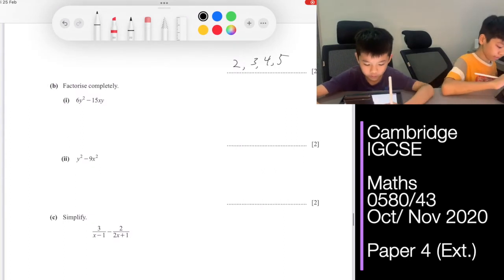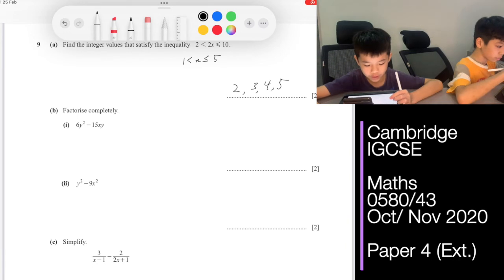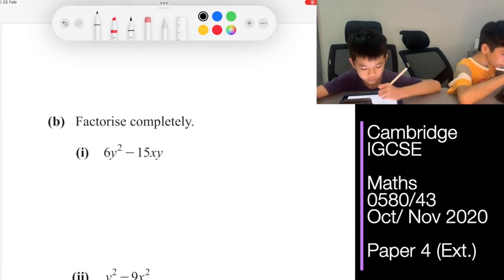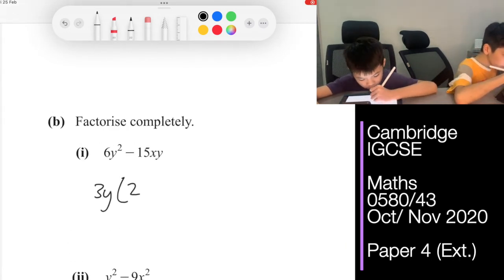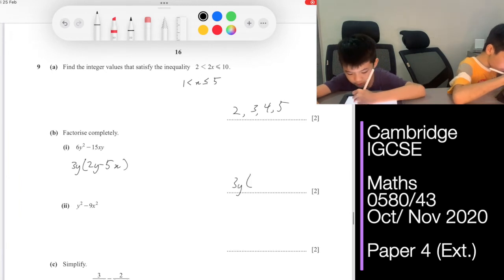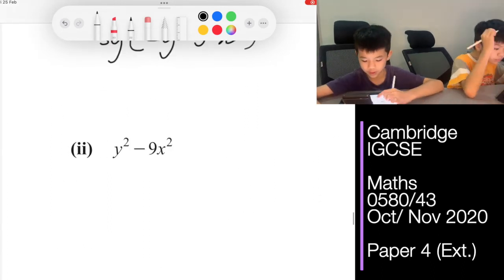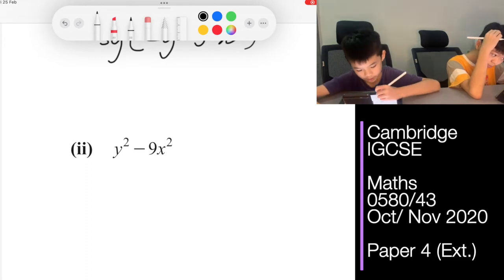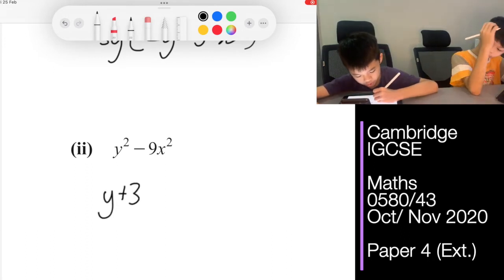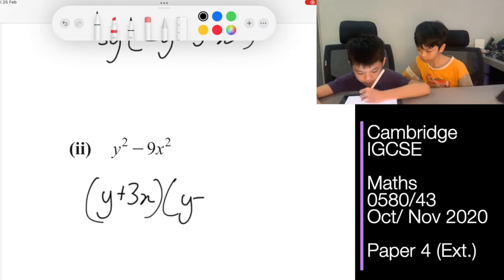Question 9b, factorize completely. B1, 6y squared minus 15xy. So the only thing we can factorize is 3y. 3y times 2y minus 5x. B2. Factorize y squared minus 9x squared. So they're both square numbers, so we can put y plus 3x times y minus 3x.